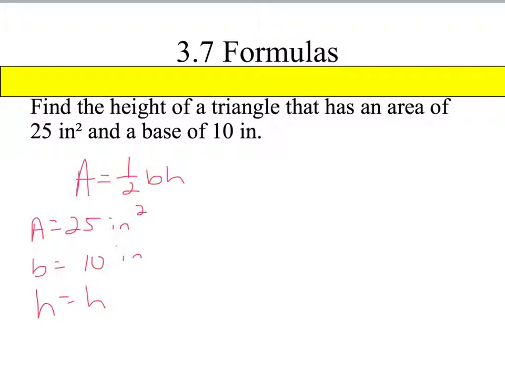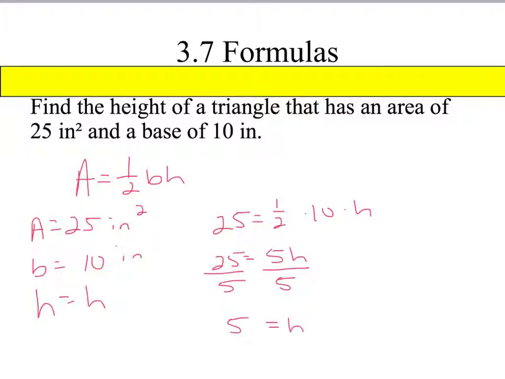So, plugging things in, 25 is equal to half times base times height. When I get this all together, I have 25 is equal to 5h. Divide by 5 on both sides. And I get h is equal to 5. Now, I multiplied half times 10. That's how I got 5, because 1/2 of 10 is 5. Divided by 5, and I have 5. Now, is that the correct answer, though?